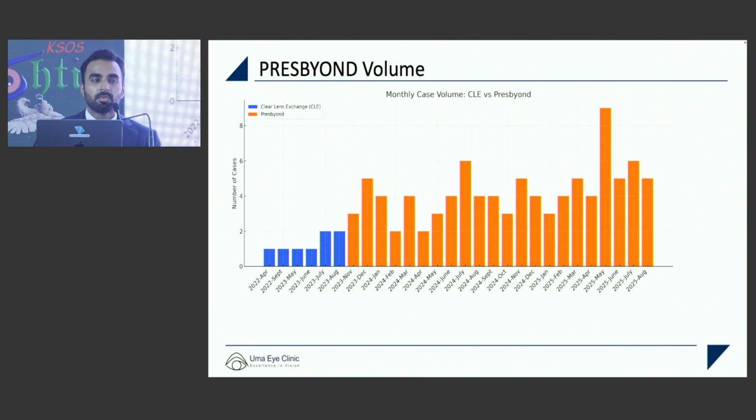The most encouraging part is when you offer a presbyopic solution instead of a lens exchange solution, patients will be much happier to take it up.